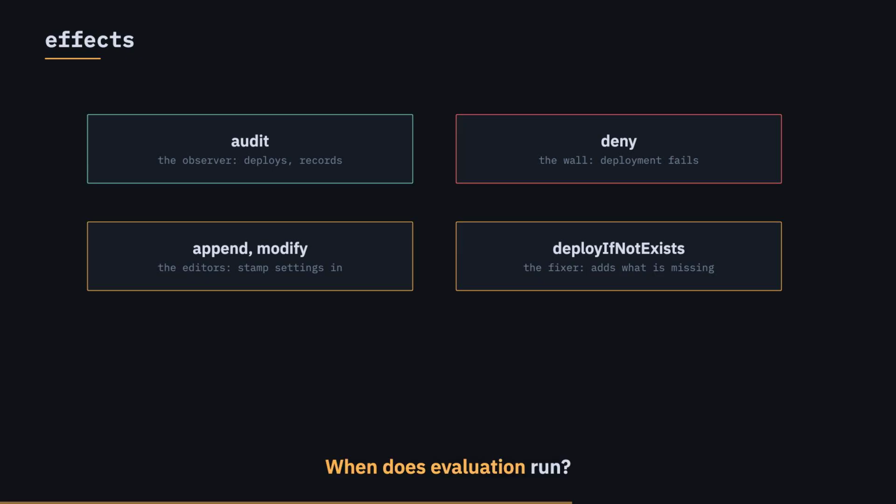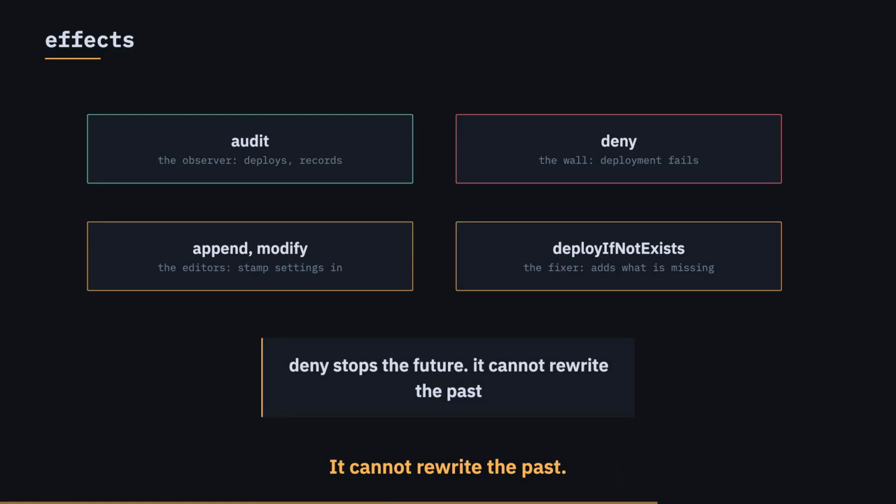When does evaluation run? At creation and update, when a request passes through Azure Resource Manager on its way in. And on a periodic compliance cycle, roughly daily, that sweeps existing resources. That second path matters. Assigning a new policy to an old subscription does not delete anything that already exists. Existing offenders are marked non-compliant, not destroyed. Deny stops the future. It cannot rewrite the past.